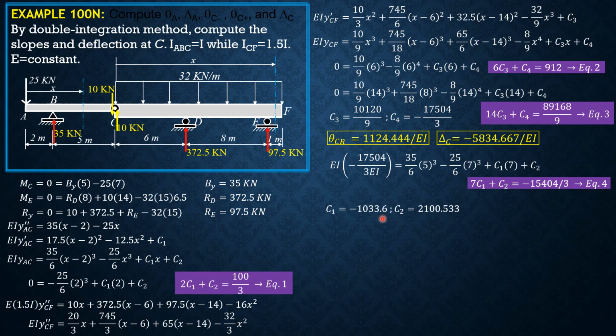So we only need C sub 1. We only need theta C just to the left. Substitute into this equation here. When x is 7, so EI theta C just to the left equals 17.5 times 5 squared, 7 minus 2 is 5, minus 12.5 times 7 squared plus C sub 1, which is negative 1033.6. So from there, we can solve theta C left. It is equal to negative 1208.6 over EI. So that's it for this problem.